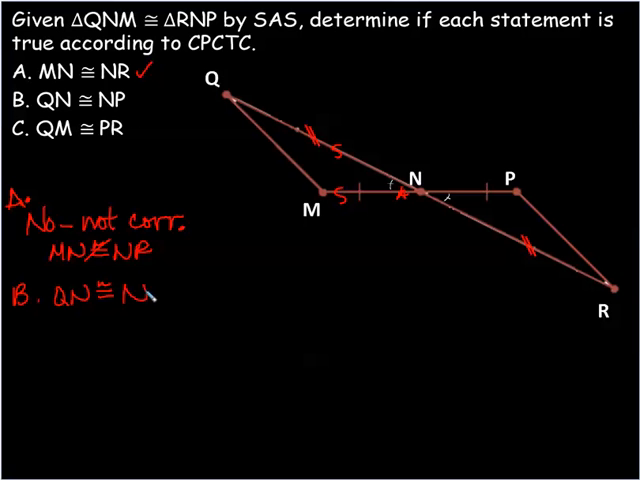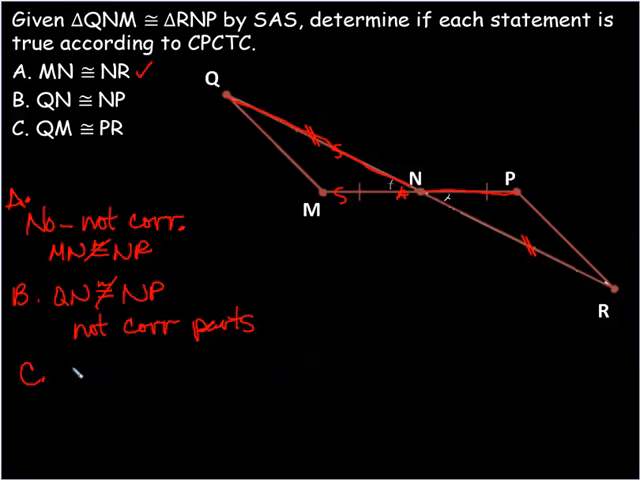B says, is QN congruent to NP? So I'm going to come over here and I'm going to look. Let me see. QN goes right here. And is it congruent to NP? And there again, you're going to say no, because they're not corresponding parts.